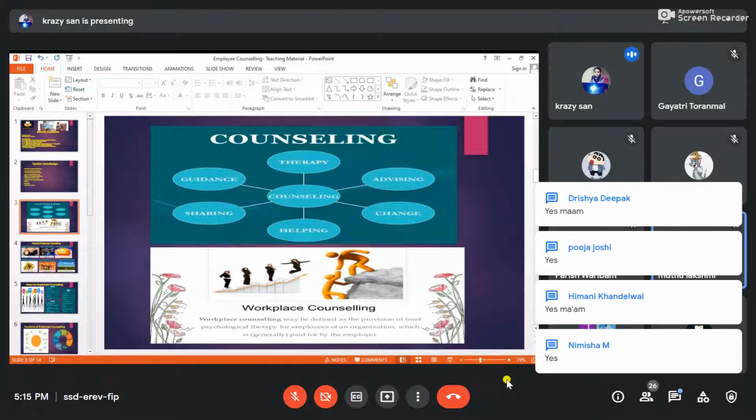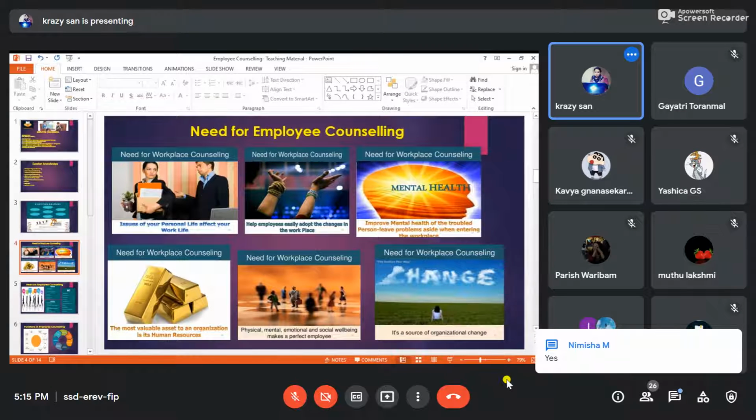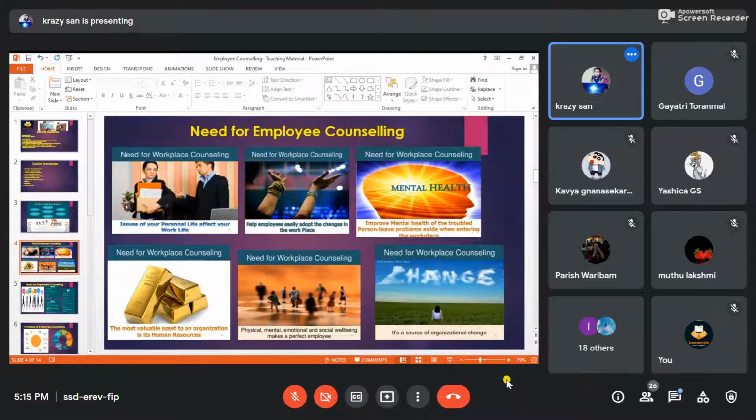Yes, ma'am. Okay. So why the need for employee counseling? At the workplace, counseling plays different roles. The issues of your personal life affect your work life. When you are personally disturbed, when some trauma is going on, that affects your work life also, because you are never focused, you're always distracted in the session, you are always out of reach in meetings and presentations, and you are not able to grasp anything or do your things correctly. So at that time, your superior sometimes takes you aside and asks, is there any problem? You seem lost. They keep on asking us, and if we are comfortable with them, we share with them, and we get advice from them.